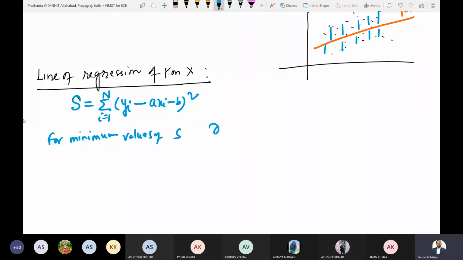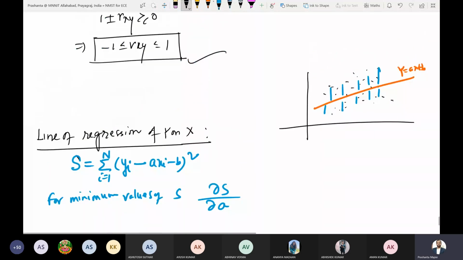Del s upon del a will be 0. Suppose you are considering the line y equals a plus bx. Let us make it y equals a plus b into x. Here there will be a little change: y minus a minus b x i. So what will be del s upon del a equals 0?